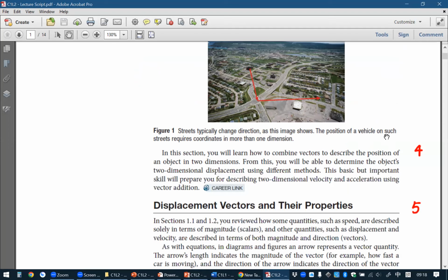So in this section, we'll learn how to combine vectors to describe the position of an object in two dimensions. From this, we will be able to determine the object's two-dimensional displacement using different methods. This basic but important skill will prepare us for describing two-dimensional velocities and accelerations using vector addition. Most of the concepts we have already learned in another class, called calculus and vectors, right? So let's have a look at how these concepts are applied in physics.